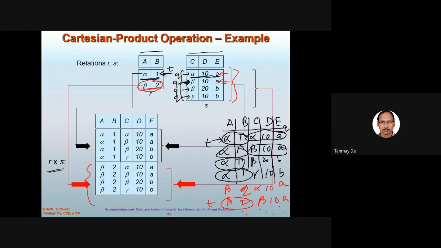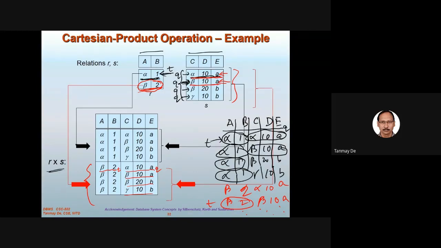You can see beta 2 is combined with the first tuple of S. That is, this is the first tuple of S. This portion is the Q now, and this portion is the T. Now, when beta 2 is again the tuple T, then consider the second tuple in relation S. This is the second tuple in relation S. Similarly, it is combined with the third tuples, all tuples, and finally we get the result of the Cartesian product. And this is of course a relation.